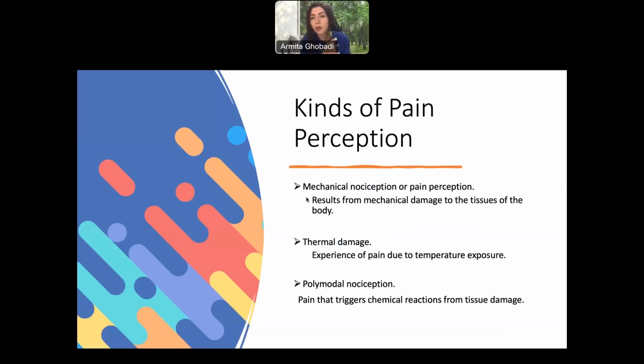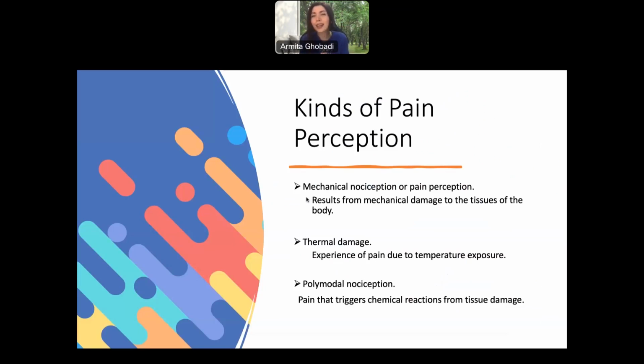Mechanical nociception is when you're just reading a book and you get a paper cut. It's some sort of mechanical damage to the tissues in your finger, which actually brings you pain. So it's mechanical nociception.